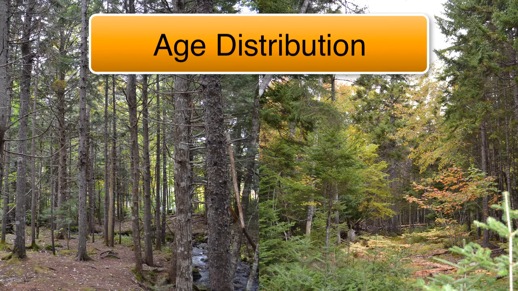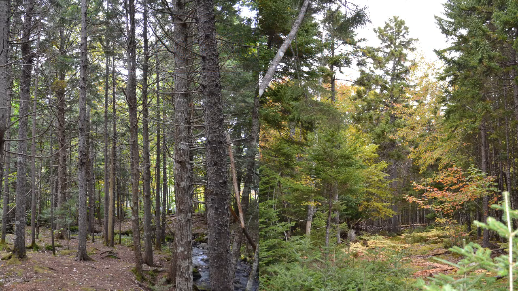Okay, now the second thing that I want to share with you here is something called age distribution. It's another fancy sounding term that, again, just means something very simple. So, this time when we look at the photo, what we're going to look at is how many different ages of trees are in these forests. And again, let's count them up, starting with the one on the left.